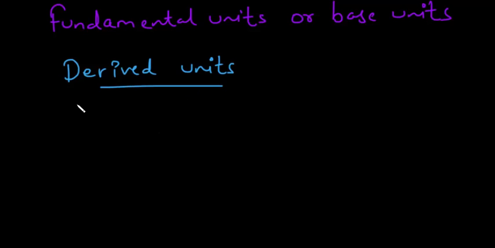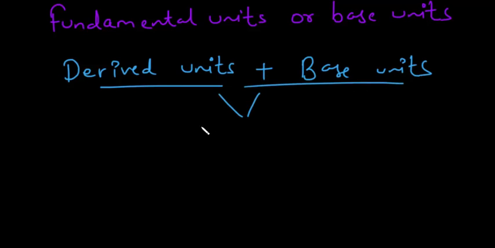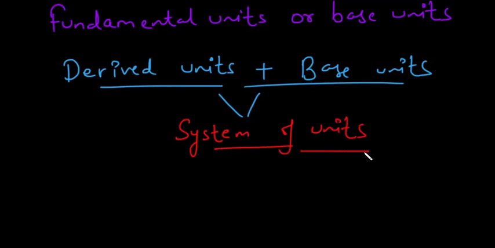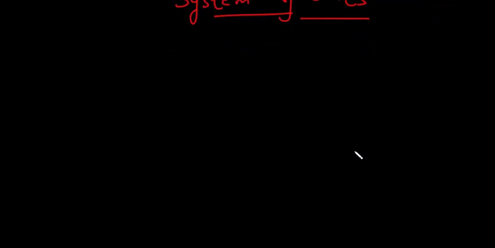And derived units and base units are collectively called a system of units. So derived units plus base units are collectively called a system of units. The international system of units.